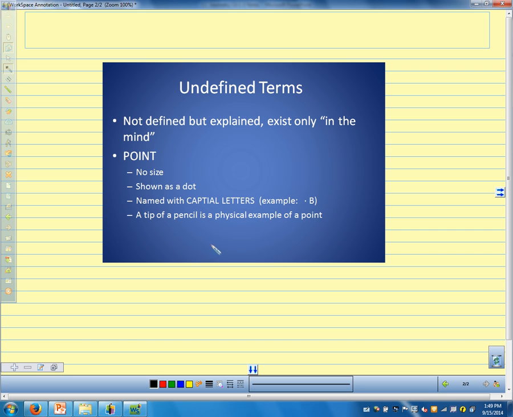So our first term is a point. That should go in the middle of your first box. Point. That's your term. It's undefined, so it doesn't have a technical definition. There's no definition. That's what undefined means. We have to start somewhere. So we come up with this idea of this thing called a point. They say for an undefined term, the reason we call it undefined is it's not defined, but it's explained. It's an idea that we have, but we can't come up with a definition for it.